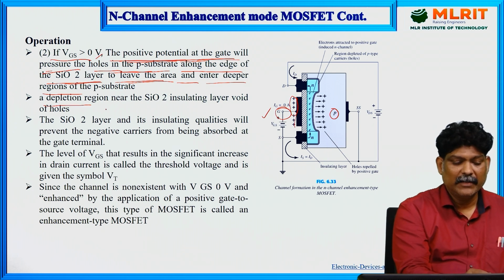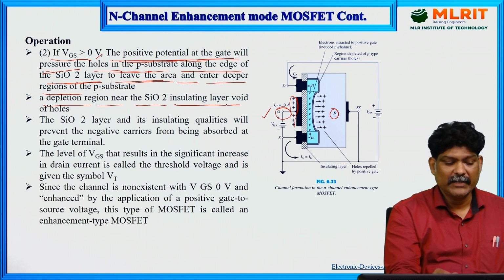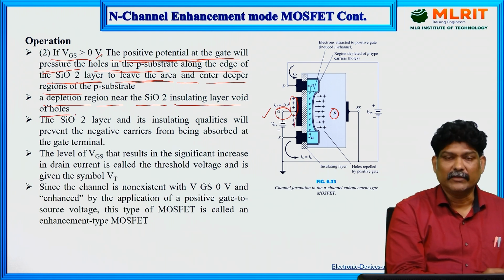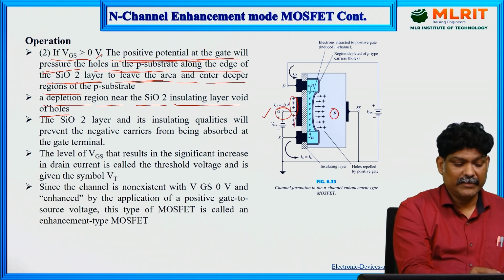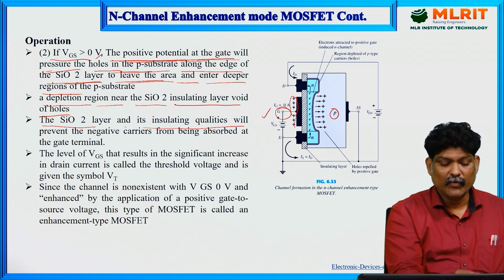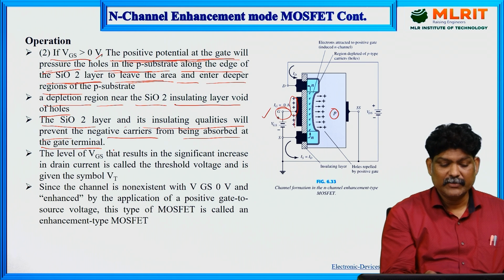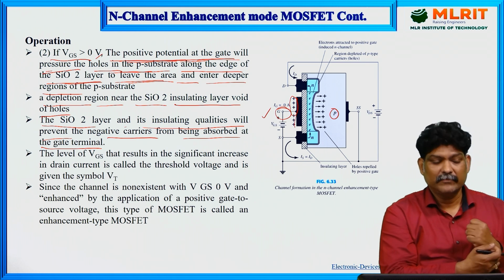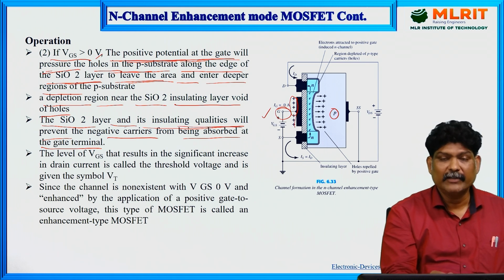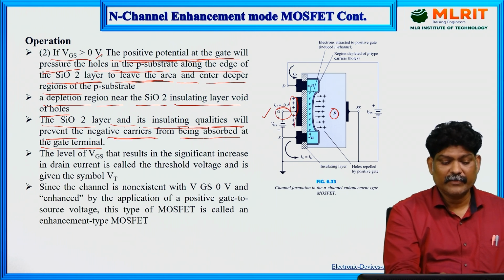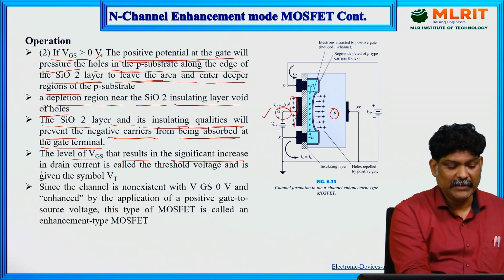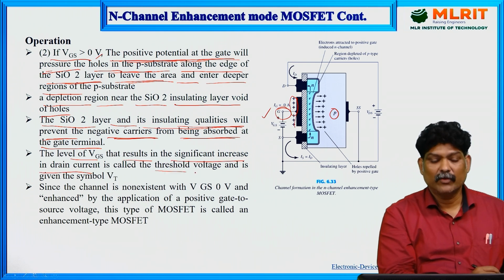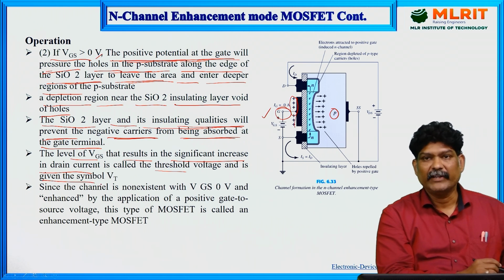The depletion region near the SiO2 insulating layer avoids the holes. Therefore there is a decrease in the holes near the depletion region, and the SiO2 layer with its insulating qualities will prevent the negative carriers from being absorbed at the gate terminal. So the level of VGS that results in a significant increase in drain current is called the threshold voltage and is given by the symbol Vt.